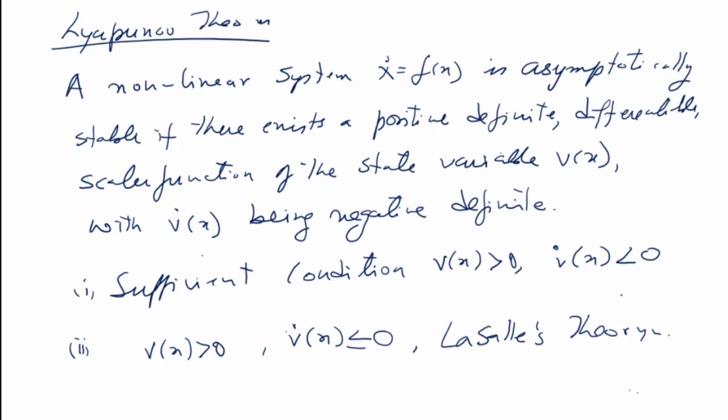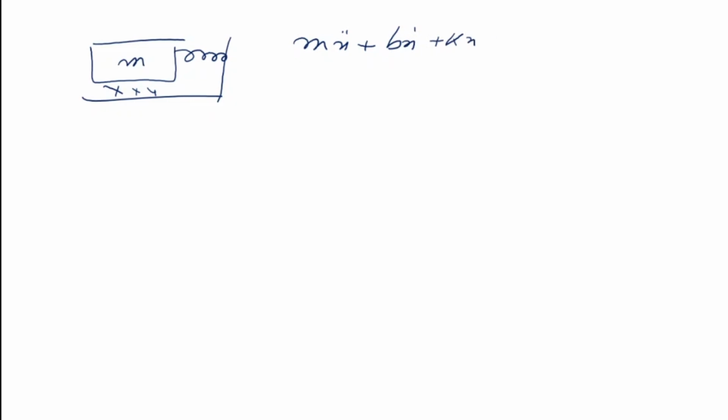So we go back to a spring mass damper system and look at how it is behaving. We have a spring, a mass, and a damper, so we have an MBK system: m x double dot plus b x dot plus k x equal to 0. We proved that V dot(x) is equal to minus b x dot squared, but at x dot equal to 0, this V dot(x) becomes 0. So it is not negative anymore; it is not negative definite, it becomes negative semi-definite.